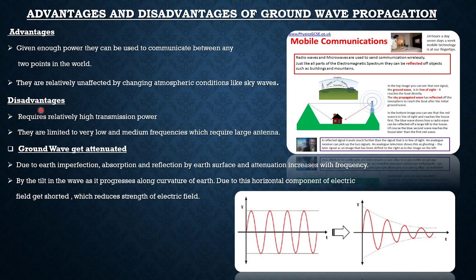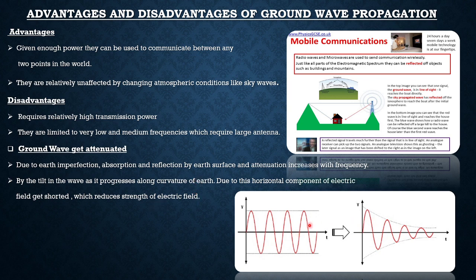What are the disadvantages of ground wave propagation? It requires relatively high transmission power. They are limited to very low and medium frequencies, which require large antennas. Large antennas mean large cost, high cost. Ground waves get attenuated due to Earth's imperfection. Absorption and reflection by the Earth's surface, and attenuation increases with frequency by the tilt in the wave as it progresses along the curvature of Earth. Due to the horizontal component of electric field getting shorted, the strength of electric field is reduced.